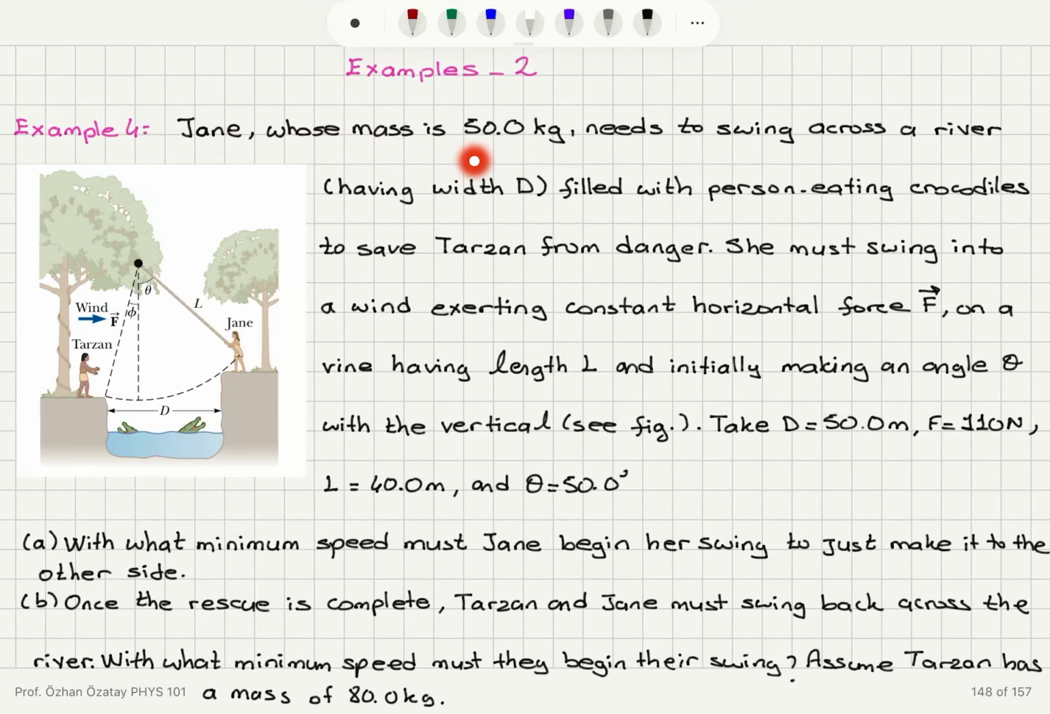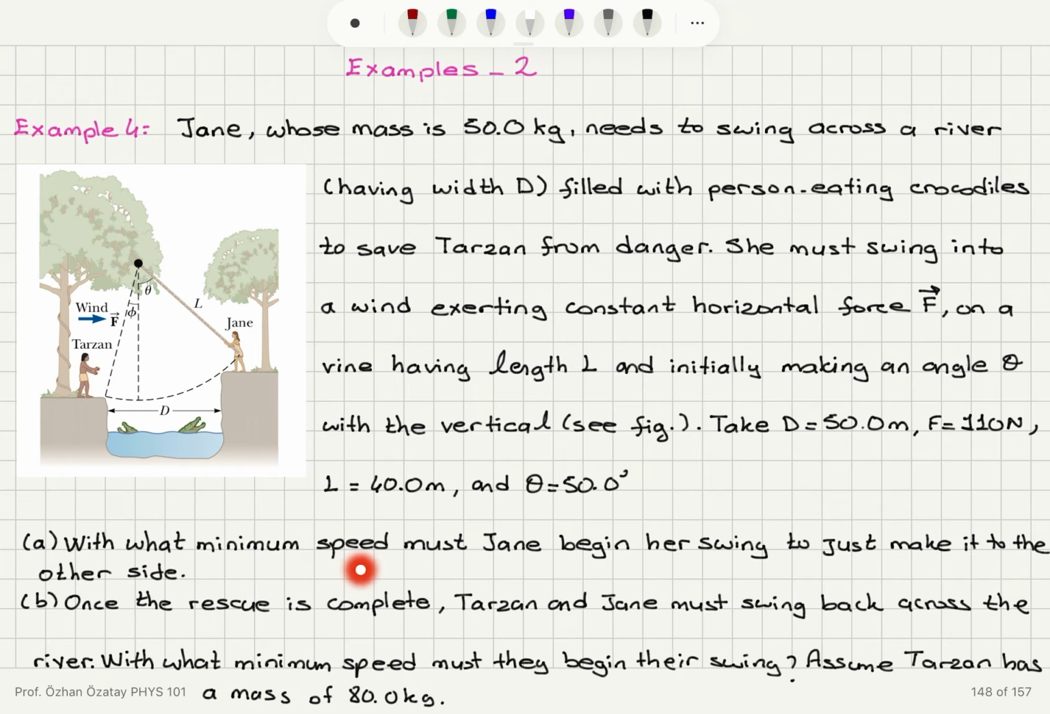Jane, whose mass is 50 kilograms, needs to swing across a river having width d, filled with person-eating crocodiles, to save Tarzan from danger. She must swing into a wind exerting constant horizontal force F on a vine having length L. So here is the wind, and this has length L, and initially making an angle theta with the vertical. Take d as 50 meters, F 110 newtons, L 40 meters, and theta 50 degrees.